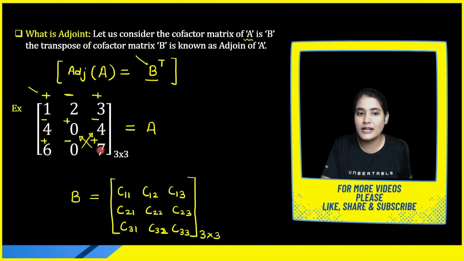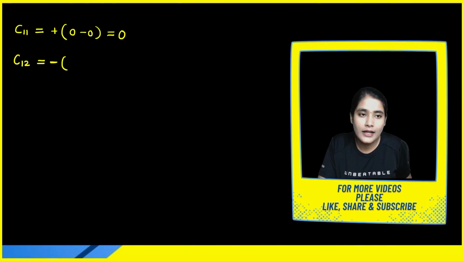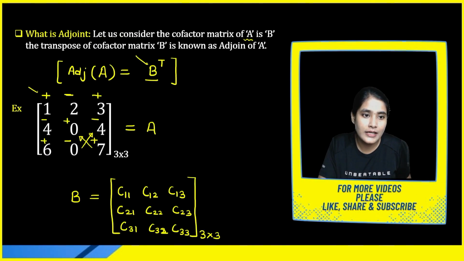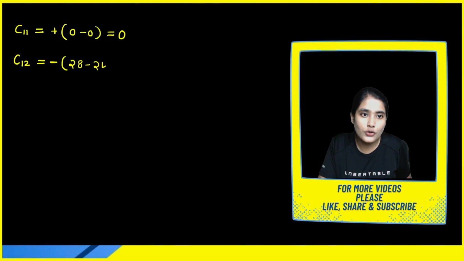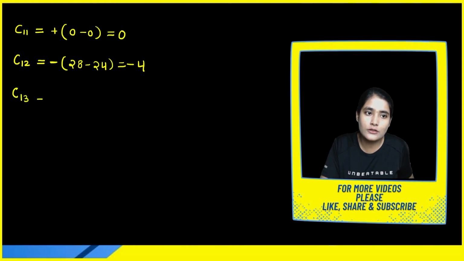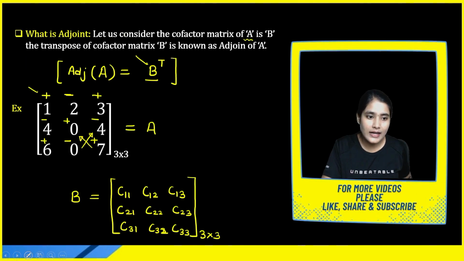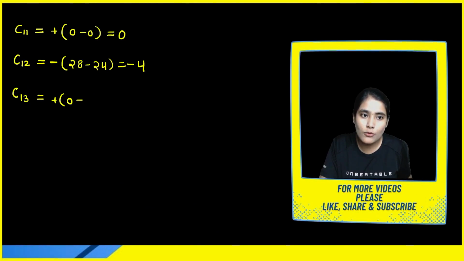What you have to do? Cross multiplication. 7 into 4, 28. 6 into 4, 24. So what we will get? We will get 28 minus 6 4s are 24. So you are going to get minus 4. Similarly, we can find C13 also. 1 3 position is the positive position. Take a bracket. Then again cancel this corresponding column, corresponding row. So 0 into 4 minus 6 into 0. So you will get 0 minus 0. Okay. 0 minus 0. So again you will get 0.